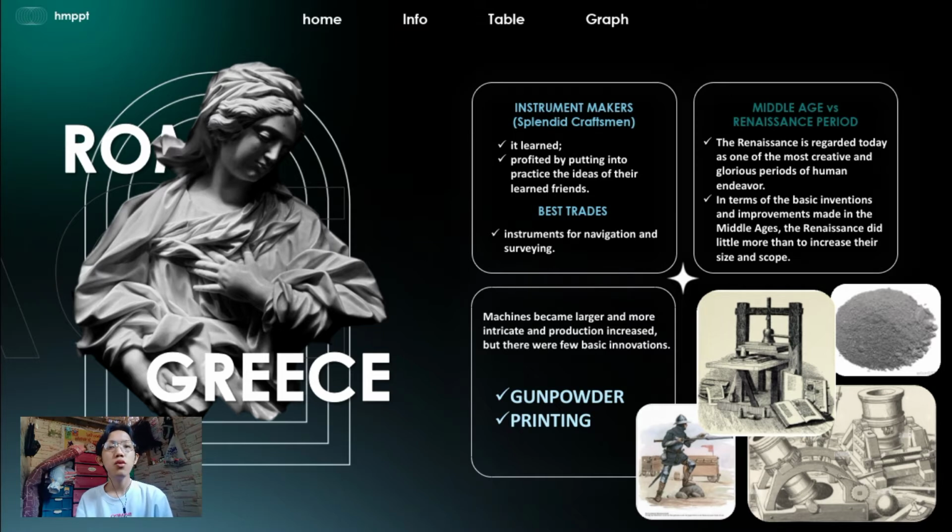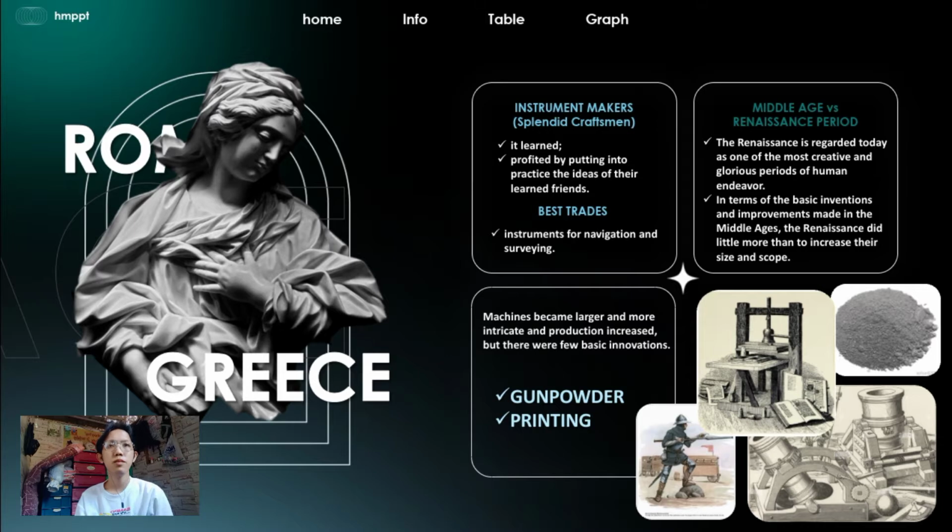So, karon gitawag na sila mga splendid craftsmen because of their learned outtakes sa mga regions na ilang giadtuan to their work, while others profited by putting into practice the ideas of their learned friends. So, ang uban ani gina-practice nila tungod sa mga kauban na pud nila nga na learning nga techniques.